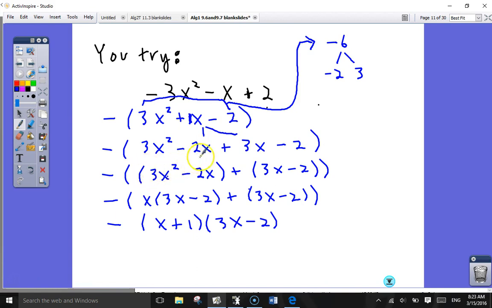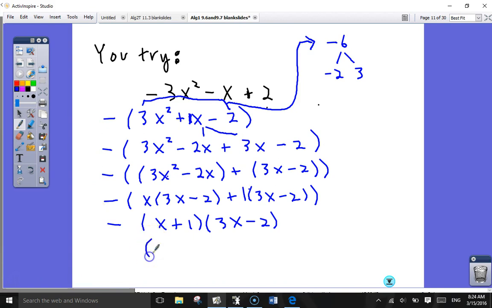I group the first two terms and the last two terms. And then I factor each set of parentheses, right? It looks like the first set of parentheses, there's an x in common, so I factored it out. The next set of parentheses was prime. There's nothing to do. So we have a 3x minus 2 in both sets of parentheses, so that makes 3x minus 2 one of our factors, and the other one is x plus 1. And the negative that I factored out at the beginning goes all the way down.